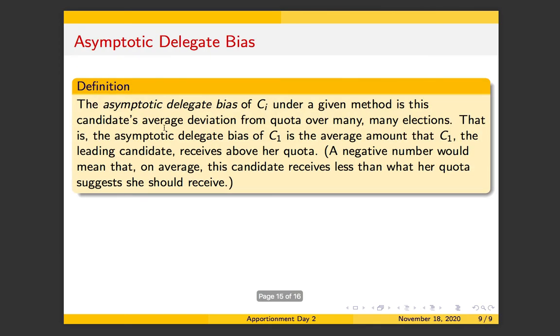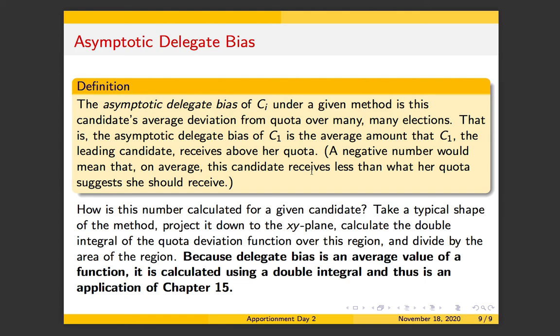So again, this asymptotic delegate bias, it's a way of quantifying how much bias there is in favor or disfavor of a given candidate. And this is useful information to know if you're, say, a state party official trying to decide what kind of method to use to apportion your state's delegates in the presidential primary. Like, how much do you want to bias the top candidate? How much do you want to bias against the bottom candidate? This measure of bias can sort of quantify that for you and help you make that decision.